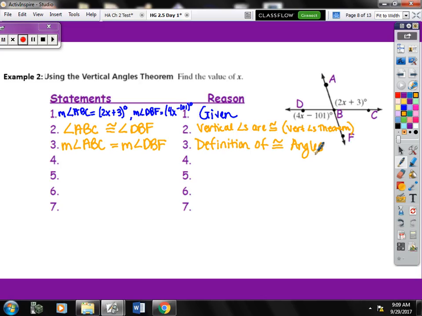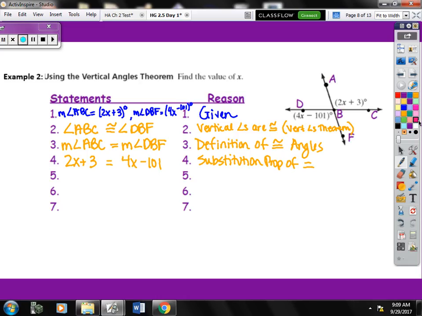Now once you get to the equal sign, we can substitute in the values and then it becomes an algebra proof. So angle ABC is our 2x plus 3. DBF is our 4x minus 101. And again, that's our substitution property. From here on out, it's just solving.